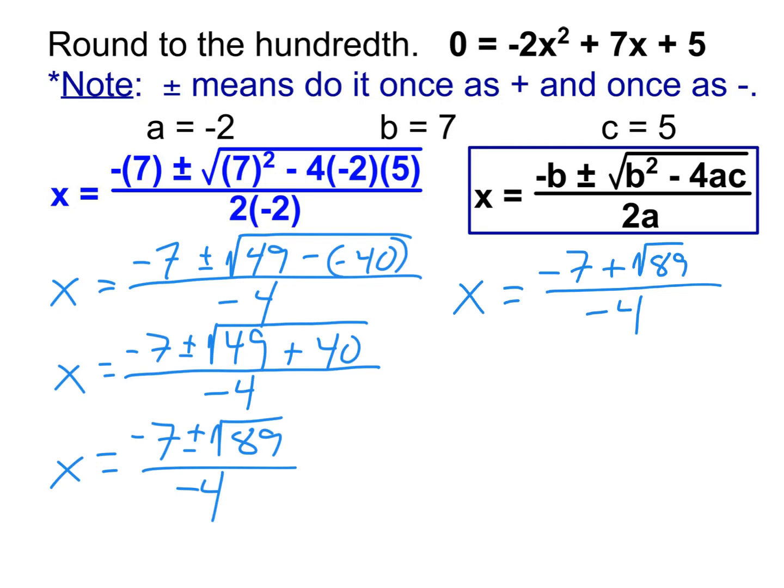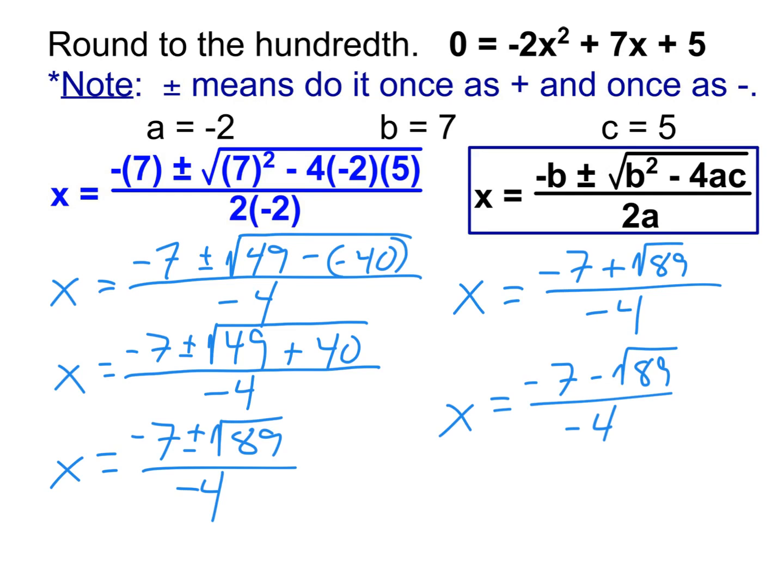If you're doing it on a non-graphing calculator, you're still going to do it the same way, where you figure out what the top value is, and then after you have that number, divide it. So you're doing it once with the plus, and once again with the minus. Same order.